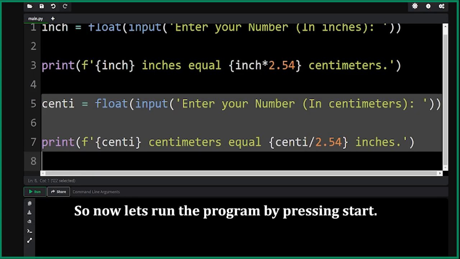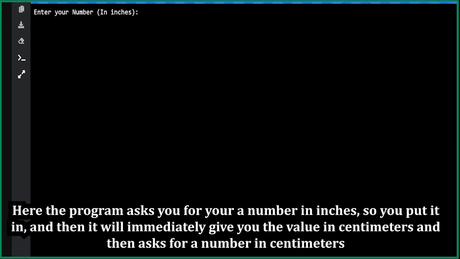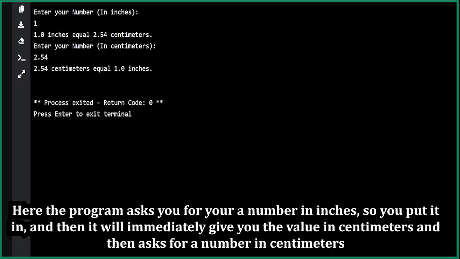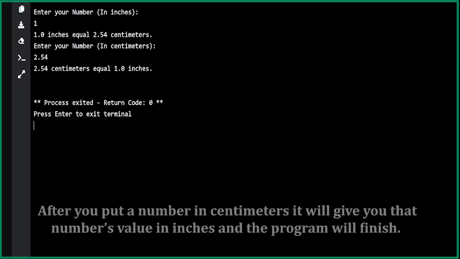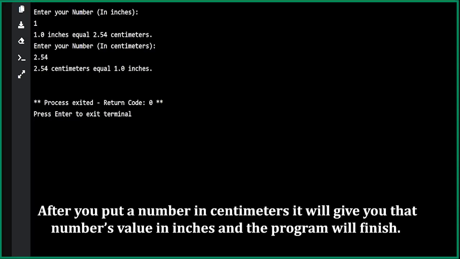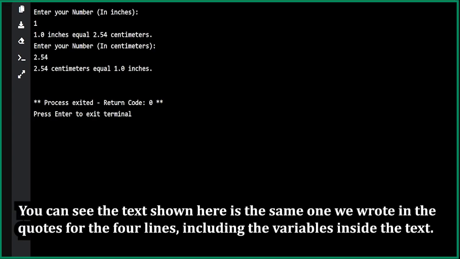So now let's run the program by pressing start. Here the program asks you for your number in inches, so you put it in, and then it will immediately give you the value in centimeters, and then asks for a number in centimeters. After you put a number in centimeters, it will give you that number's value in inches and the program will finish. You can see the text shown here is the same one we wrote in the quotes for the 4 lines, including the variables inside the text.